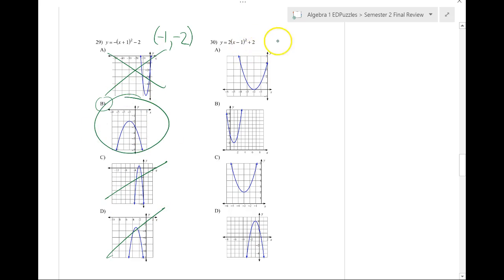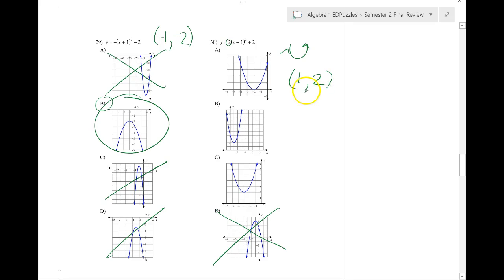Now again, the first number in the front on number 30 is positive, so that means it has to go up, so it could not be D. And then we want to look at the vertex. This vertex, again, the number inside the parentheses, it's the opposite. It's not -1, but +1, or x is a liar, so it's negative, it's positive. And the number on the outside stays the same.